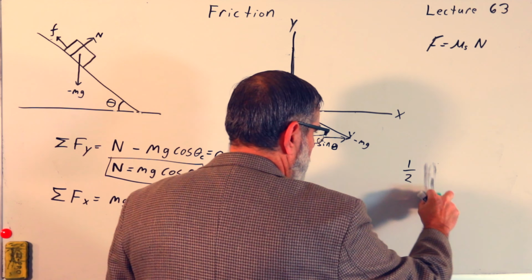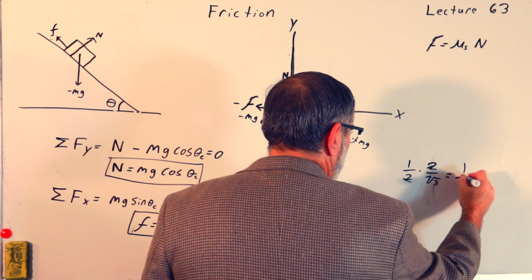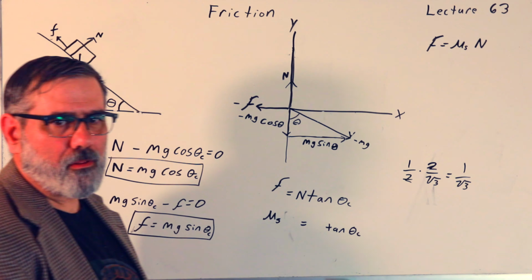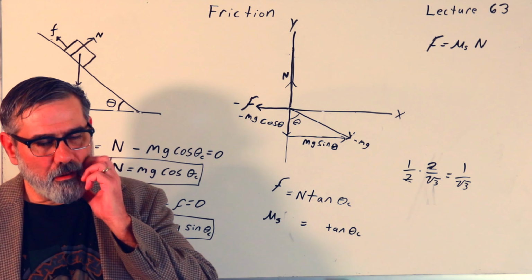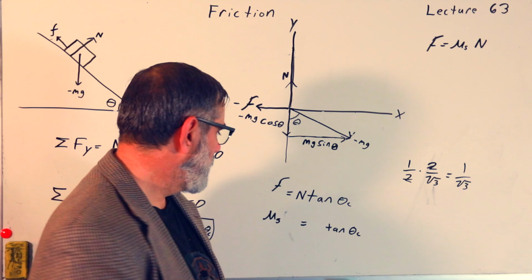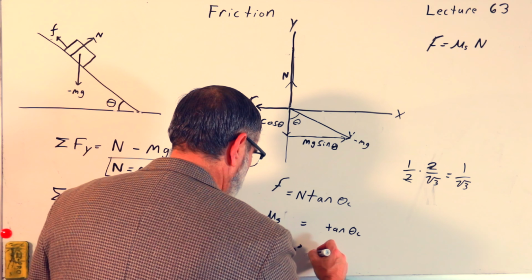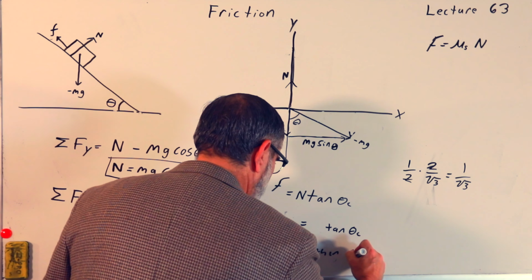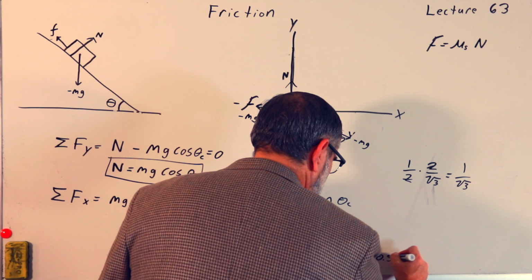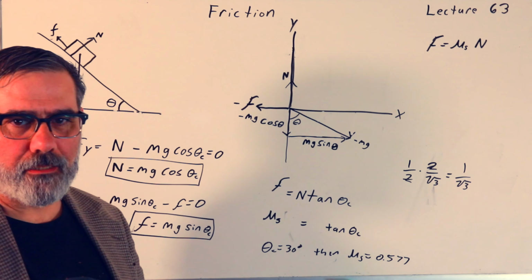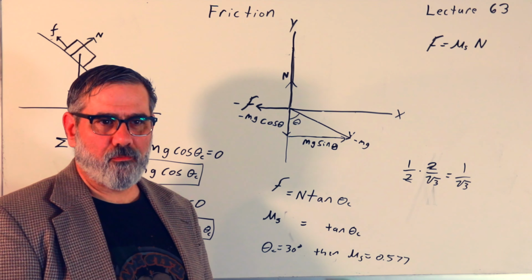Which we're dividing by, sorry. We're dividing by that, so we'll multiply times 2 over the square root of 3. And we get 1 over the square root of 3. Can someone punch that into the calculator and tell me what it is? I think the square root of 3 is like 1.7 or so. 0.577. Yeah, so if theta sub c is equal to 30 degrees, then the static coefficient of friction would be 0.577. I'll take your word for that. All right, so that is the static coefficient of friction.